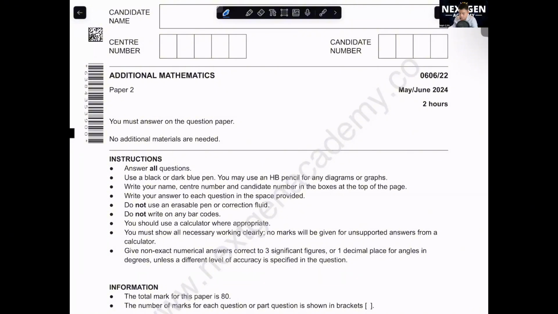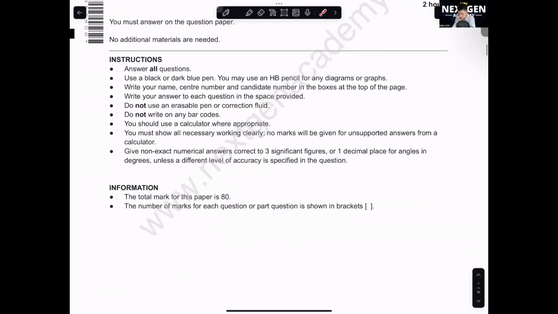Alright, okay, welcome back, my NextGen family. Today we are going to go through this paper, May-June 2024, paper 2-2. This was for Malaysian students. I think all of you did variant 2. Okay, so this was the paper. I'll go straight into it.